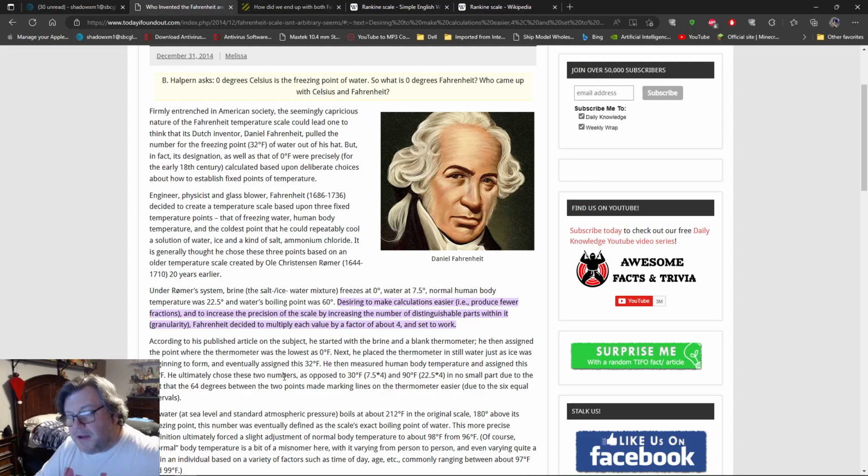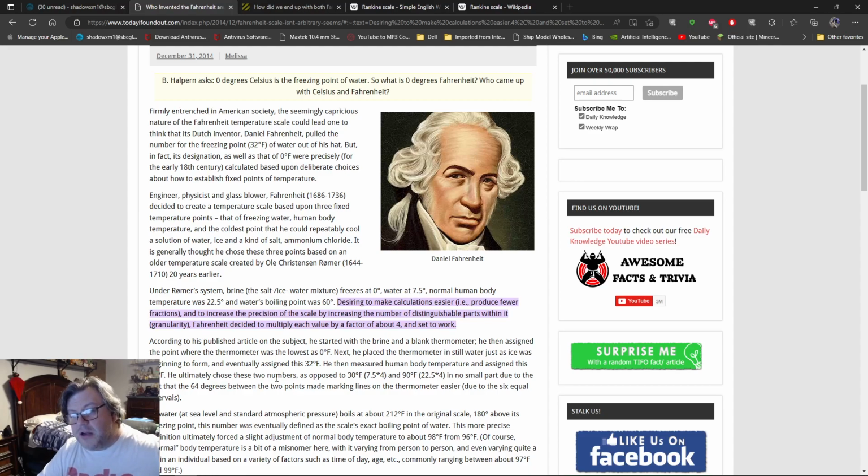Now, according to his published article on the subject, he started with the brine and a blank thermometer. He then assigned the point where the thermometer was the lowest as 0 degrees Fahrenheit. Next, he placed the thermometer in still water just as ice was beginning to form. He eventually assigned this 32 degrees Fahrenheit. He then measured human body temperature and assigned this 96 degrees Fahrenheit, or sometimes it's 98.6, 97.9. It sometimes varies, but usually it's 96 degrees Fahrenheit.